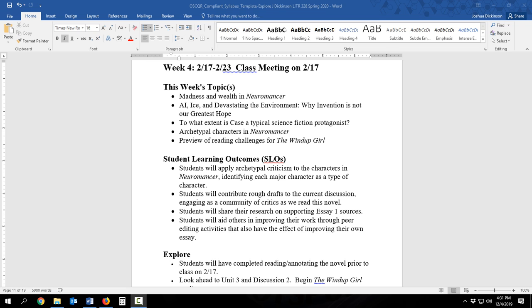Archetypal characters, you already know from literature courses that archetypes are those recurring motifs, those elements, the bragging soldier, the sidekick, the kind of figures that we see repeatedly. And so we'll look for what we are noticing as sidekicks and helpers and antagonists. Who are we really against in this novel? Who are we for? And it's kind of tricky to figure that out. And we'll preview our reading of The Wind-Up Girl, which is coming up.